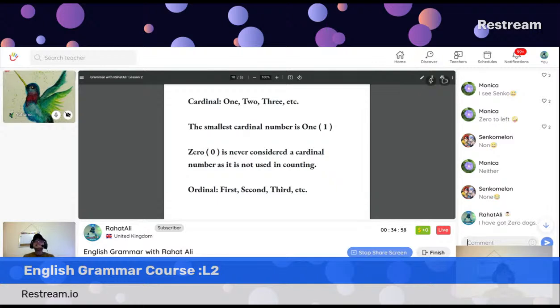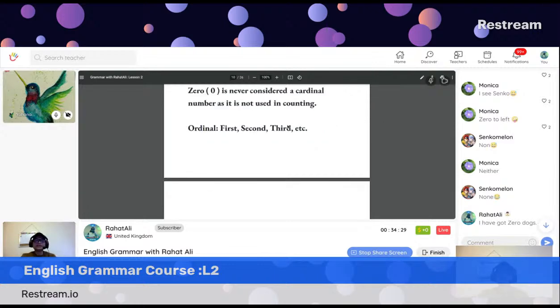Remember, in English grammar, we consider zero plural. Always, I've got zero dogs. Don't make zero mistakes. If you like to use zero with another noun or subject, try to use the plural form. Zero dogs, zero mistakes, zero possibilities, zero chances. Okay?